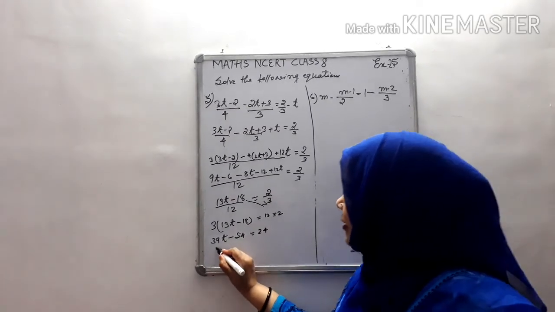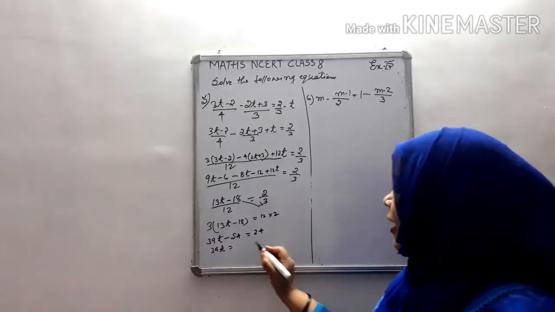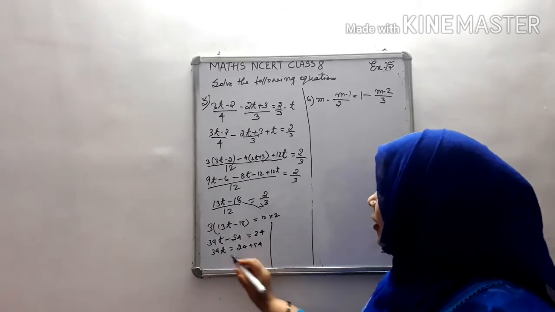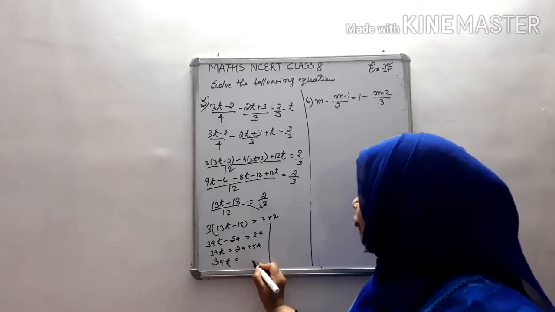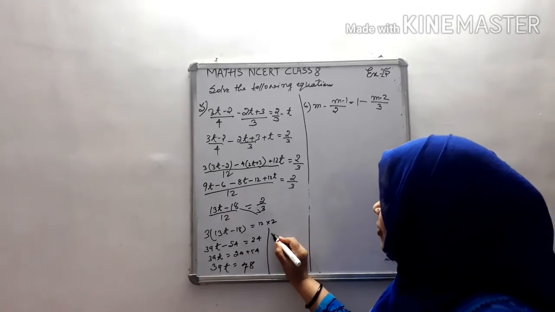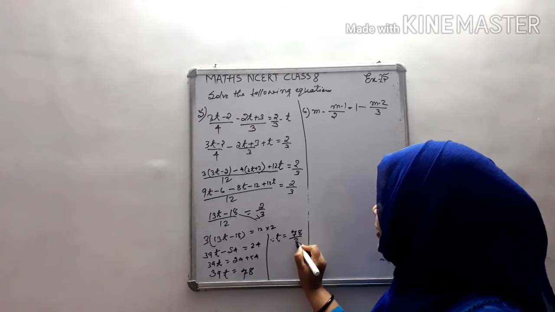Just look here. 39t, just leave it here. And 54 will be transposed to RHS. 24 plus 54. 39t is equal to 78. Therefore, t is equal to 78 by 39.